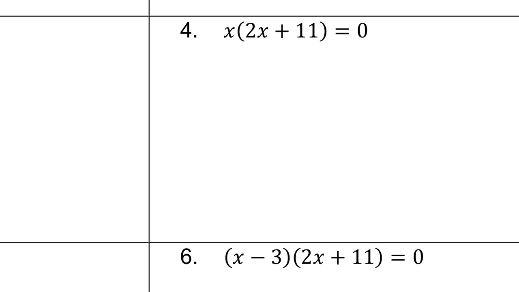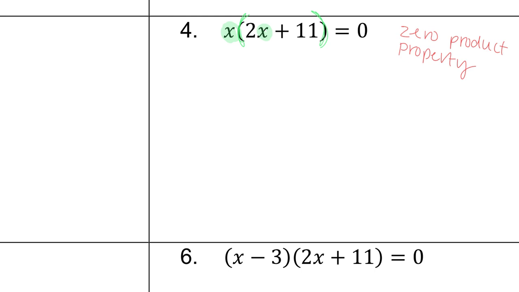Now number 4, this is where we are going to be needing to use zero product property. Because in this equation, we have two x's. I have an x right here and an x right here. So when we have two x's, and we have factored form, because we have the parentheses here, right? This is factored form. We can use our zero product property.